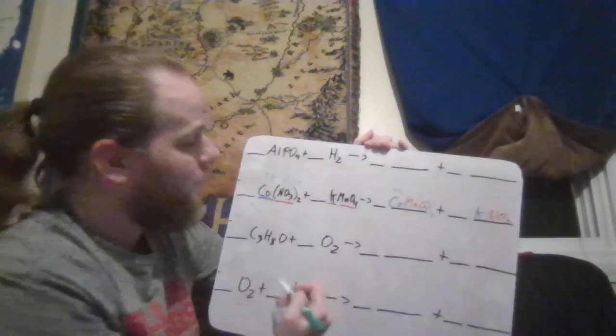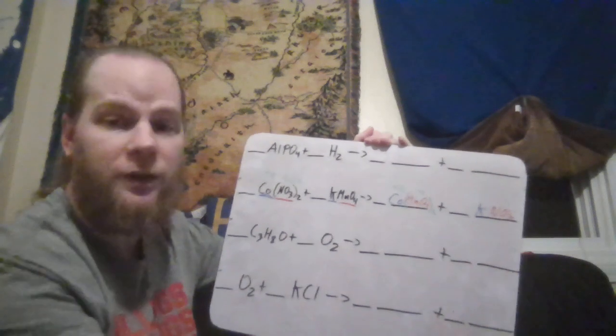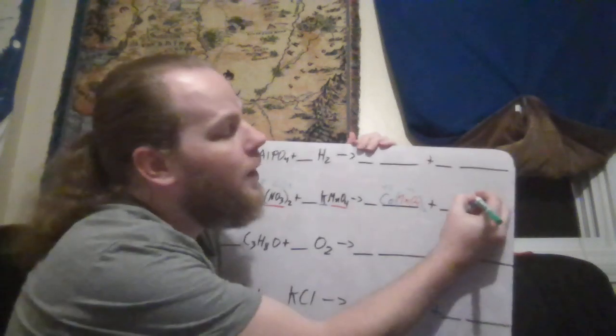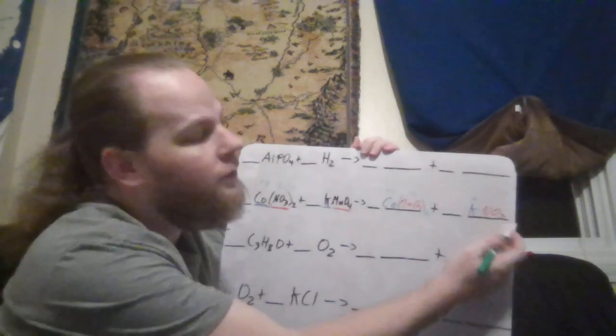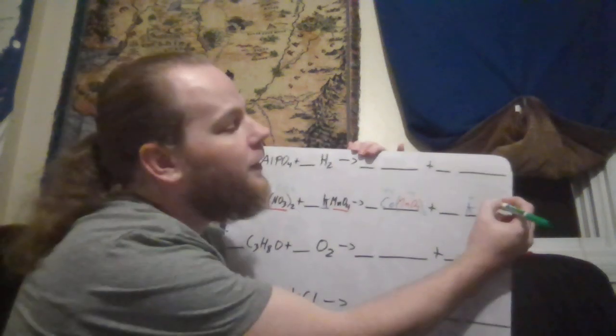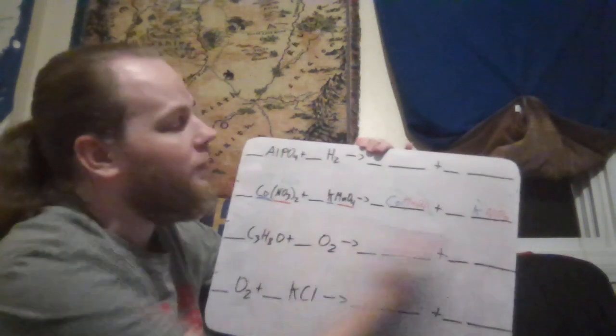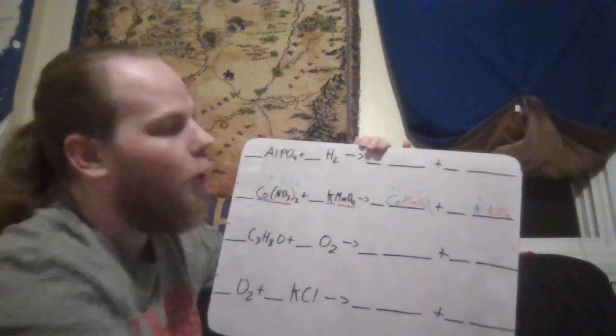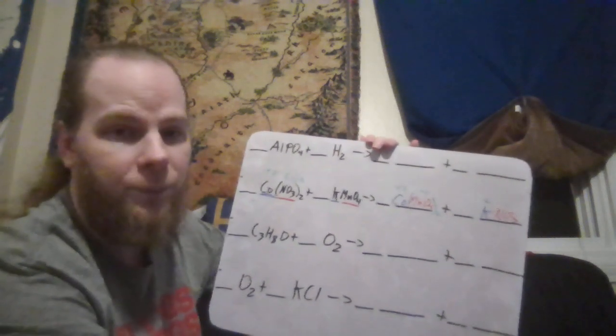For the other product, K is group 1. It's an alkali metal, so that is +1. Nitrate is another polyatomic ion. You look that up on your periodic table. It's -1, so this one is already charge balanced.